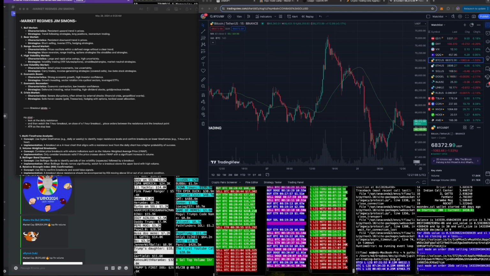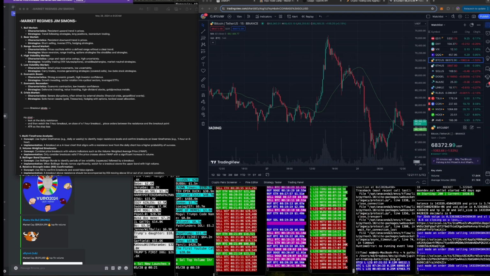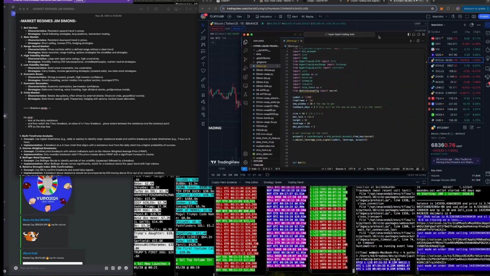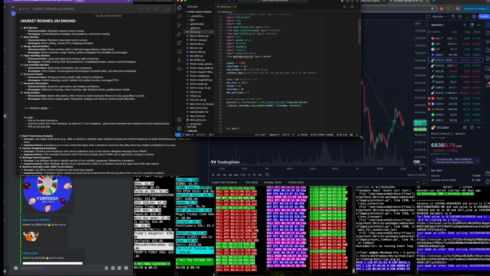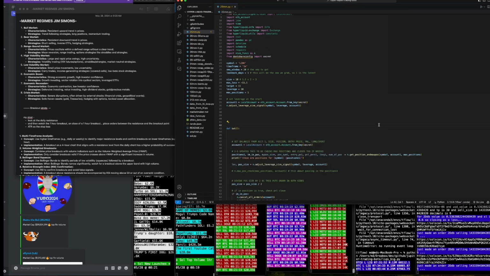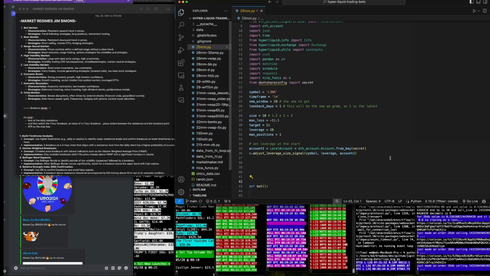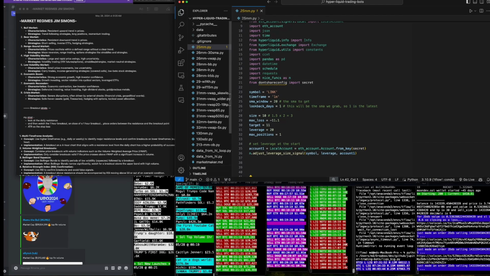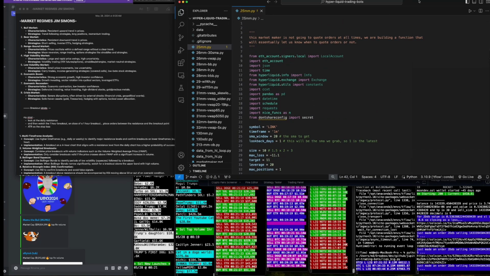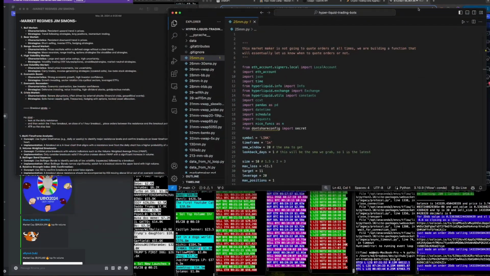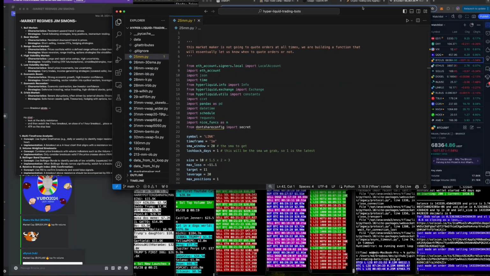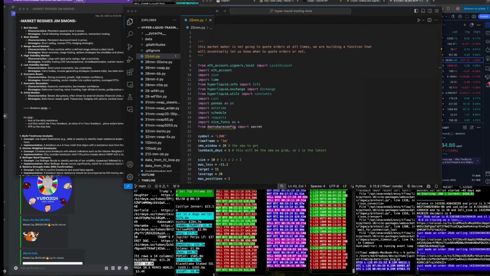I need to get a secret key going in here. So we've got this Visual Studio Code that has a bunch of the good stuff here for Hyperliquid. This is an exchange I'm going to be using today. Honestly, the stream might be a little shaky, but we'll see.